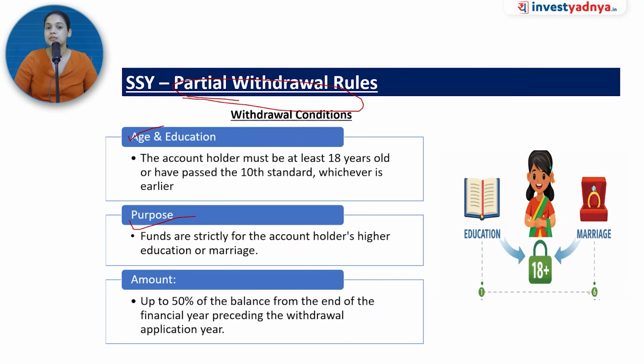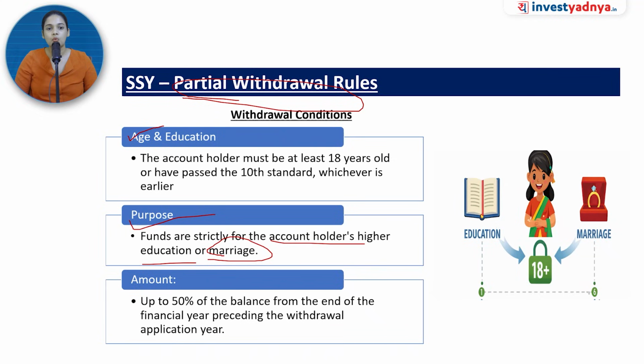What about the purpose? It is only for higher education or marriage. So the funds can be withdrawn for these two purposes. You can't just withdraw it for general expenses. It is purpose driven, and it is meant to protect the long term goal of the scheme.